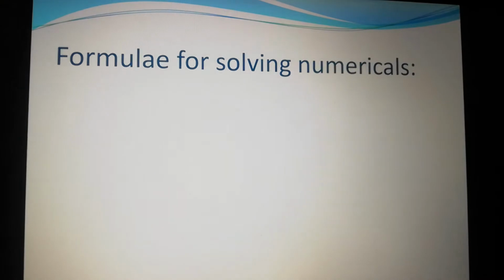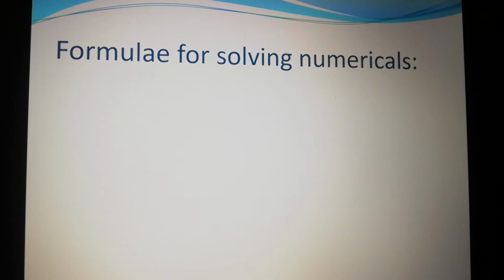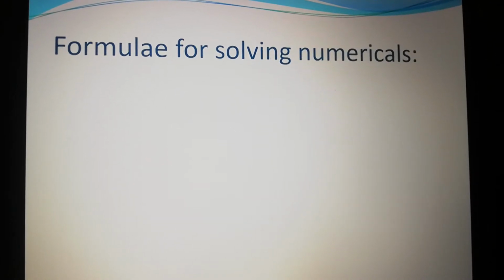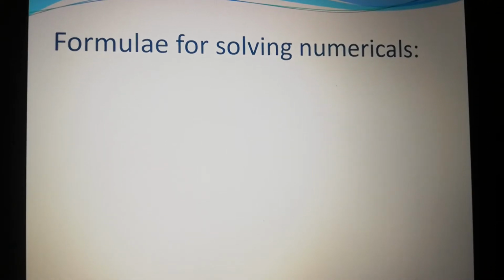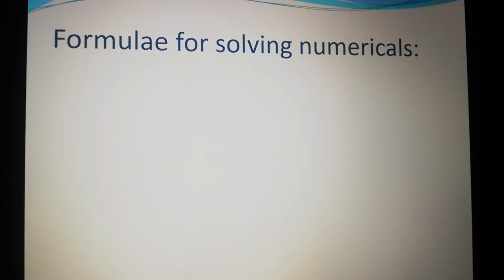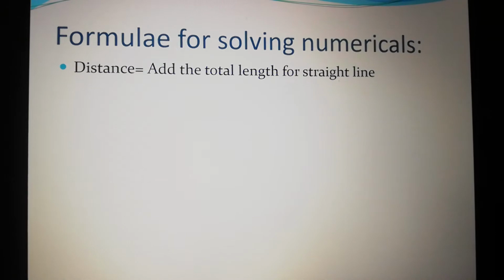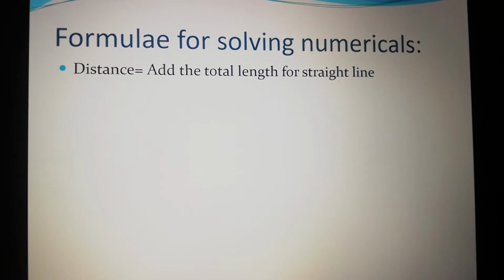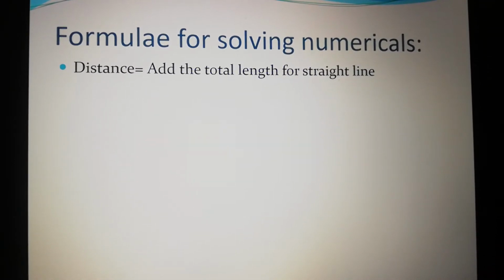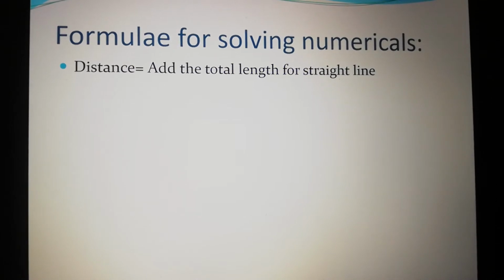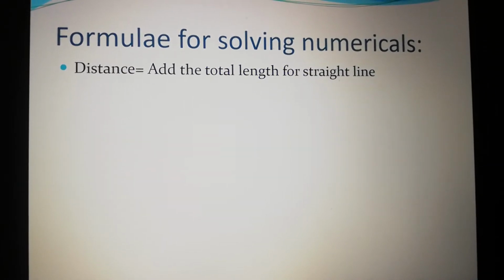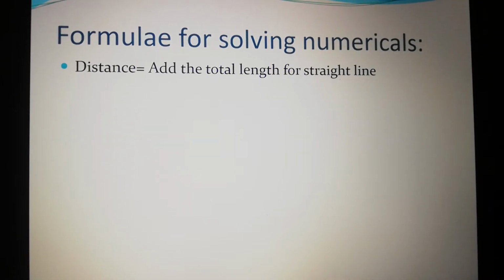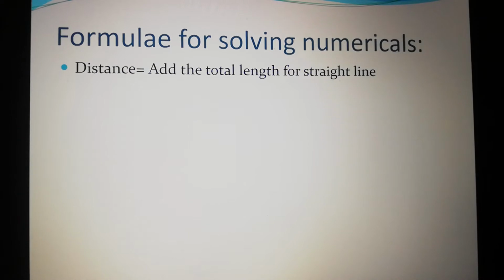Now next we are going to see the formulas for solving numericals. First one is distance. It is a very simple formula. You have to just add the total length covered by an object, that is for a straight line. For example, if I say from point A to B it's 10 kilometer, point B to C 20 kilometer, C to D 30 kilometer, and then I ask you to calculate the distance from A to D, simple, you just have to add 10 plus 20 plus 30, that gives you 60 kilometers. So that will be the answer for distance.